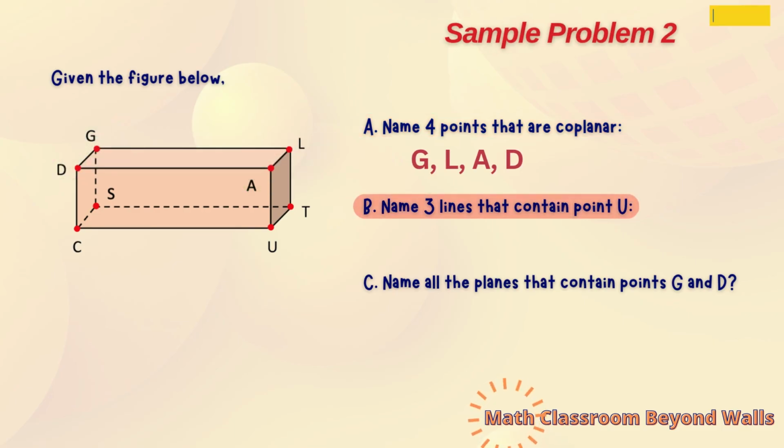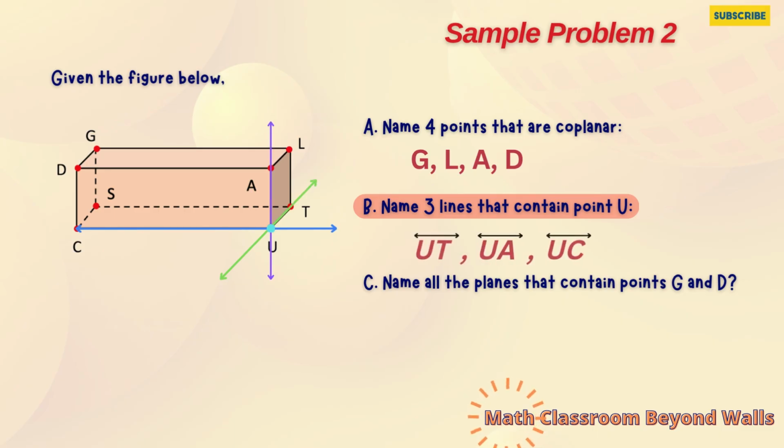We move on to question B. We're to look for 3 lines that contain point U. Here, we have to remember that lines intersect at a point. That being said, we will now look for point U on the given diagram. Then, identify the lines that are intersecting at point U. Let's go. Okay, so the lines are line UT, line UA, and line UC.